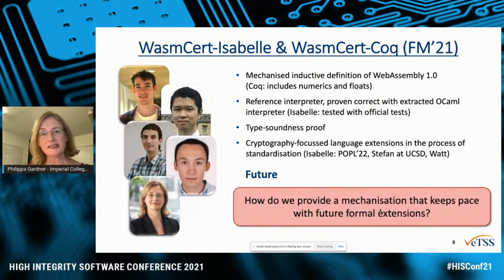But my main question, especially for this audience, is how do we provide a mechanization that keeps pace with future formal extensions? So at the moment, Conrad's opinion is that they can keep pace with the formal extensions, because by the time they've done all the fighting to get the extension properly recommended, the formalism has happened. That's not the case with concurrency, because concurrency is hard, but the other stuff, it's basically not doing too badly there. But then what does it mean to put a mechanization on top of it and to keep it?